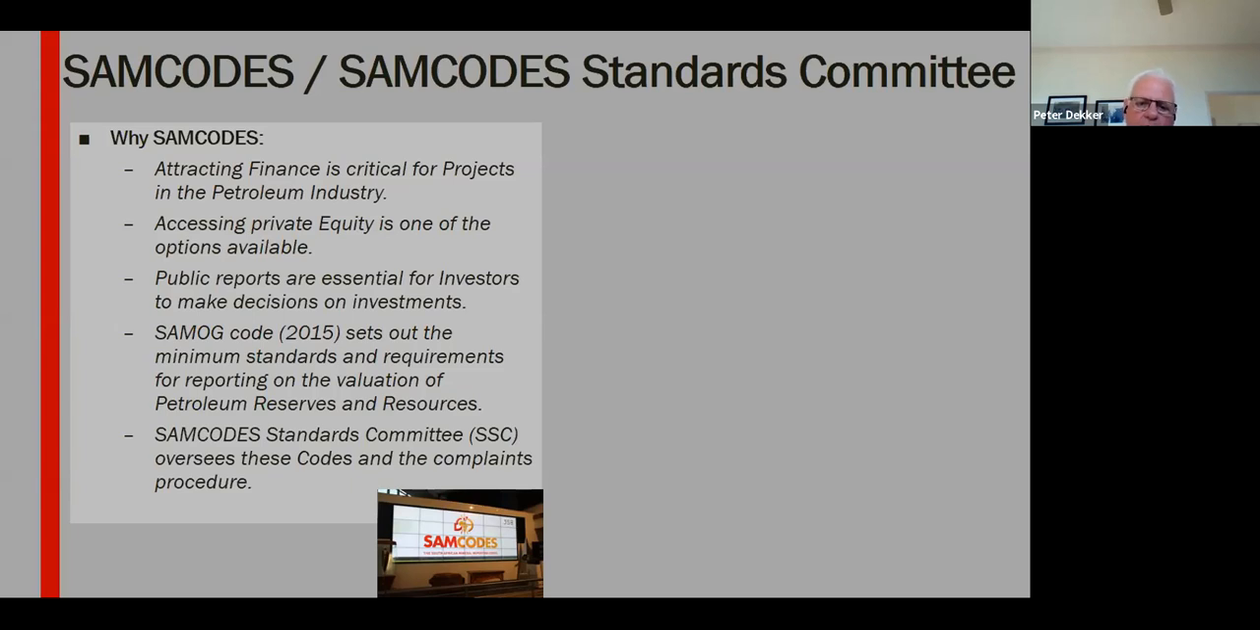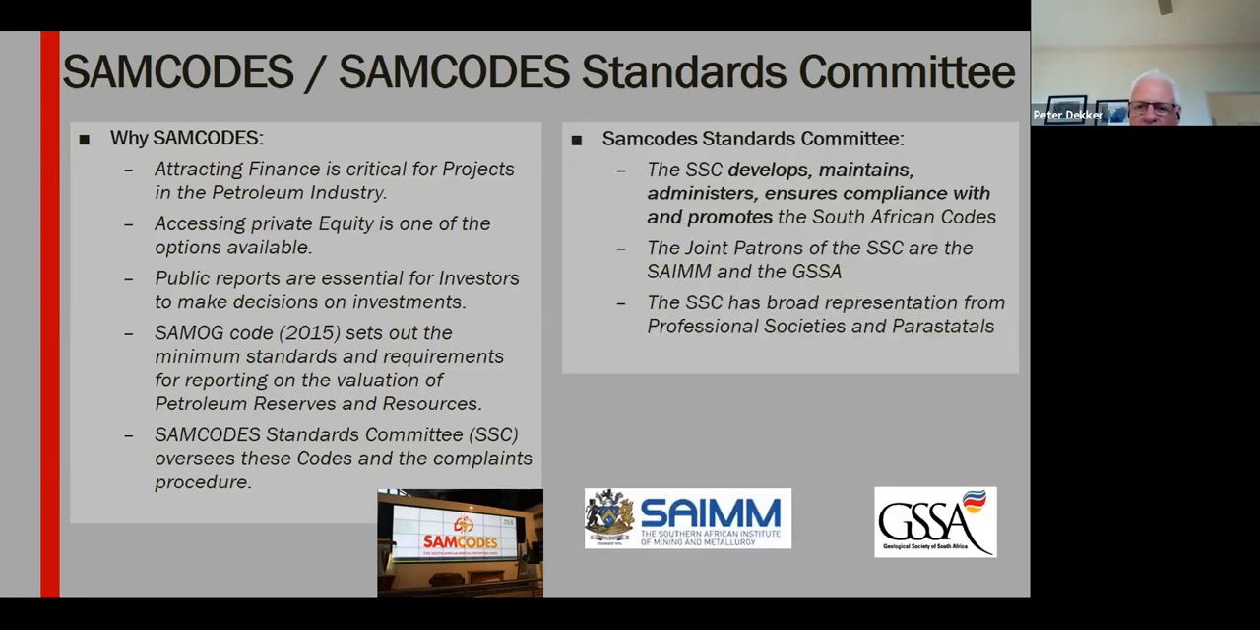Public reports are essentially for investors to make decisions on their investments. The SAMOG Code in 2015 set out the minimum standards and requirements for reporting on the valuations of petroleum reserves and resources. The SAMCODES Standard Committee oversees these codes and the complaints procedure. It develops, maintains, ensures compliance with and promotes the South African codes. The joint patrons of the SAMCODES Standard Committee are the SAIMM and the GSSA. The SSC has broad representation from professional societies and parastatals.